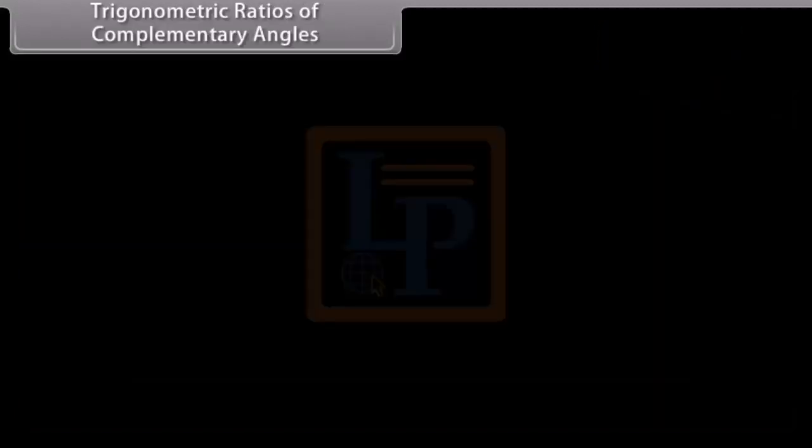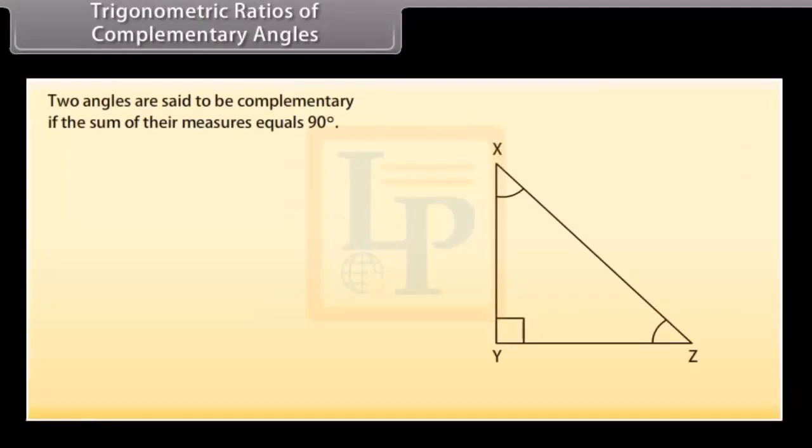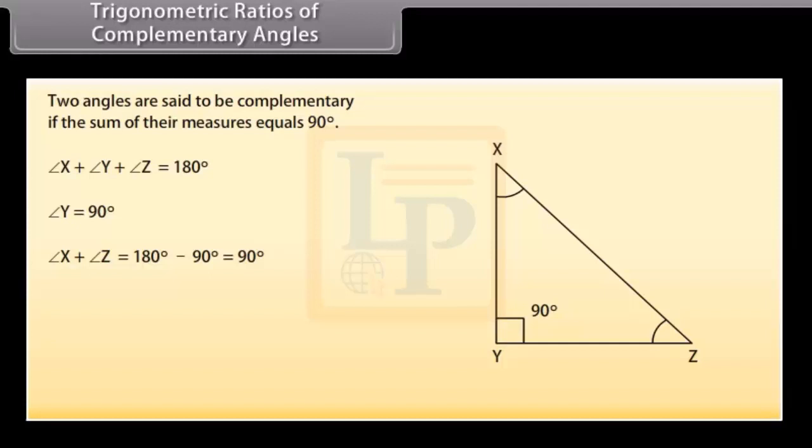Trigonometric ratios of complementary angles. Two angles are said to be complementary if the sum of their measures equals 90 degree. Consider the triangle XYZ, right-angled at Y. Angle X plus angle Y plus angle Z is equal to 180 degree. Angle Y is equal to 90 degree. Angle X plus angle Z is equal to 180 degree minus 90 degree, which equals 90 degree, which implies angle X is 90 degree minus angle Z. Or simply, X is equal to 90 degree minus Z.